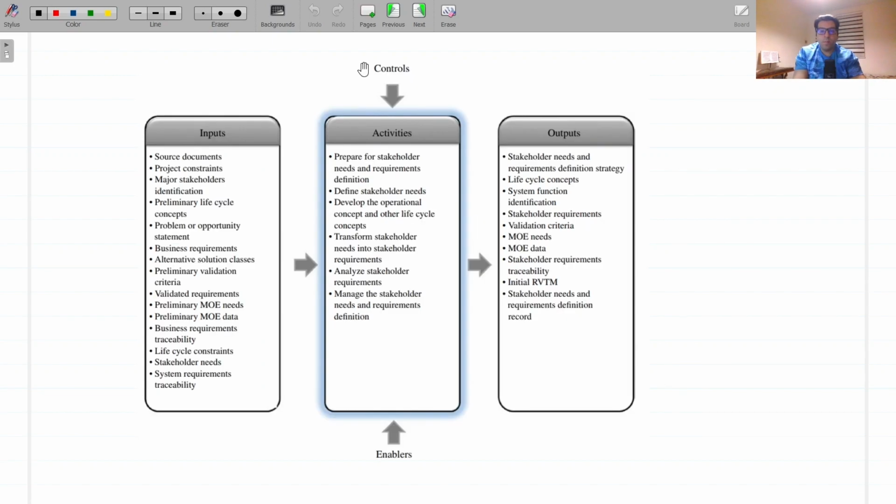The below figure is the IPO diagram for the stakeholder needs and requirements definition process. Inputs and outputs for the process are listed in the below figure. The stakeholder needs and requirements definition process includes the following activities.